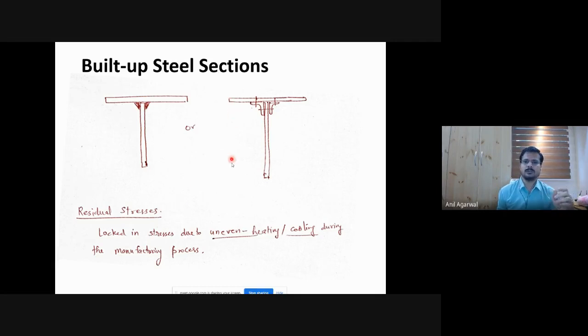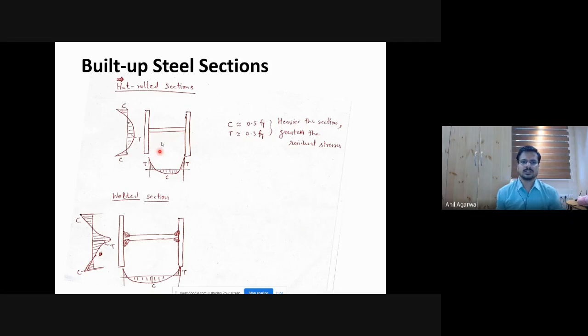So for example, these are two pictures of built-up sections. Similarly, you may have an I-section also. Let's say this is the rolled I-section, a hot rolled section. The geometry is not perfectly shown, but you may have a fillet here where the thickness of the web increases suddenly. In this kind of situation, when the cross section comes out of the furnace, it is all uniformly very hot. Then as it goes through the rolling process, some portions become thinner and thinner.